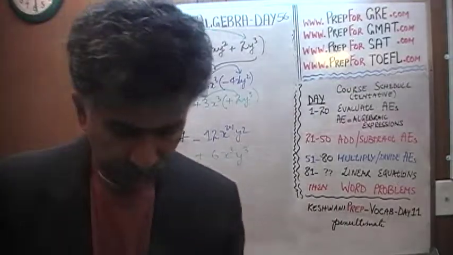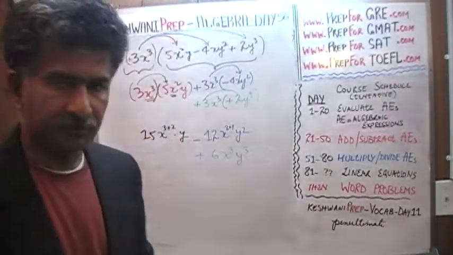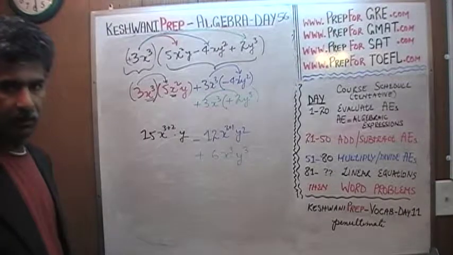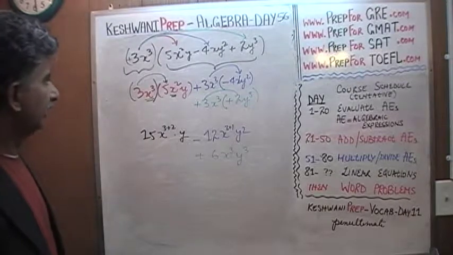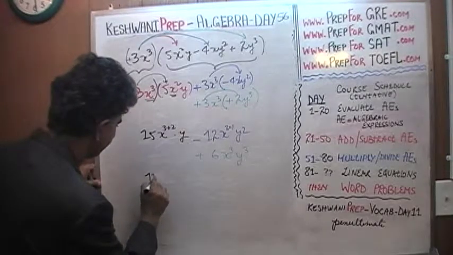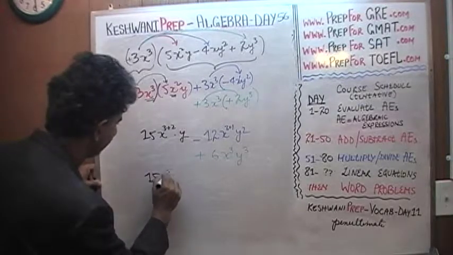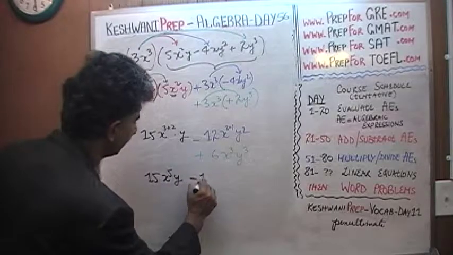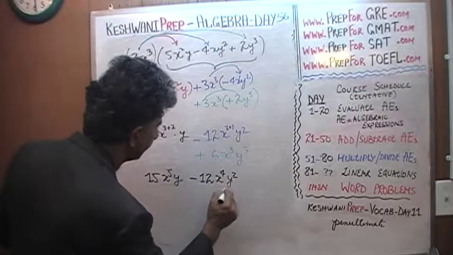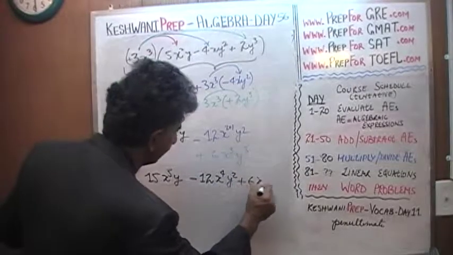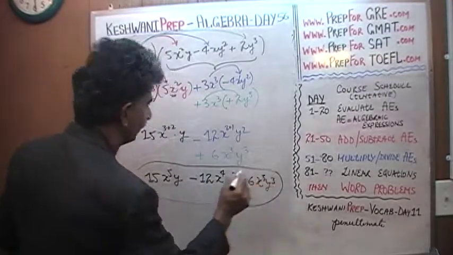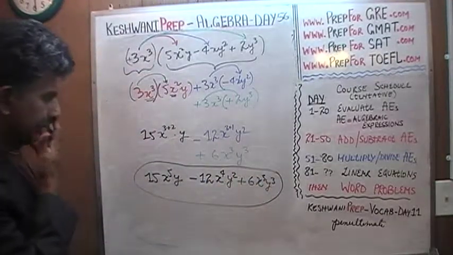I'm not going to go into this much detail and depth. We're just going to do it in the future. As we learn how to do it, we're going to do it fast. So we have 15 x to the 5th times y minus 12 x to the 4th times y squared plus 6 x cubed y cubed. This is our final answer. That's it.